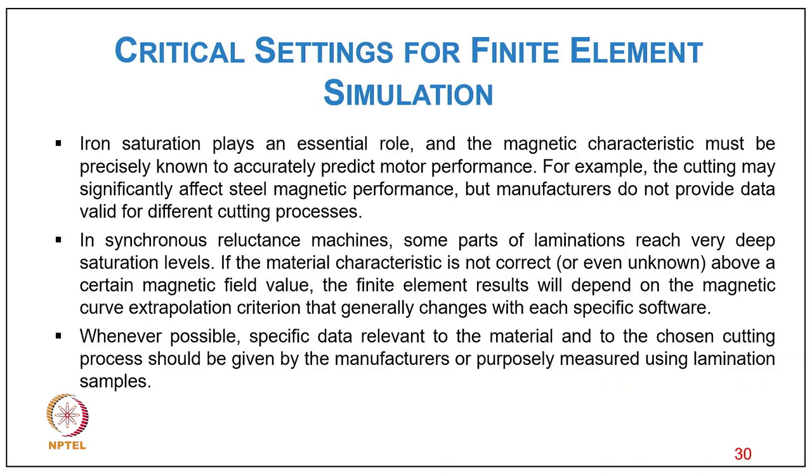Iron saturation plays an essential role, and the magnetic characteristic must be precisely known to accurately predict motor performance. For example, cutting may significantly affect the steel magnetic performance, but manufacturers do not provide data valid for different cutting processes. In synchronous reluctance machines, some parts of the laminations reach very deep saturation levels. If the material characteristic is not correct or even unknown above a certain magnetic field value, the finite element results will depend on the magnetic curve extrapolation criterion, which changes with each specific software. Whenever possible, specific data relevant to the material and to the chosen cutting process should be given by the manufacturer or purposely measured using lamination samples.